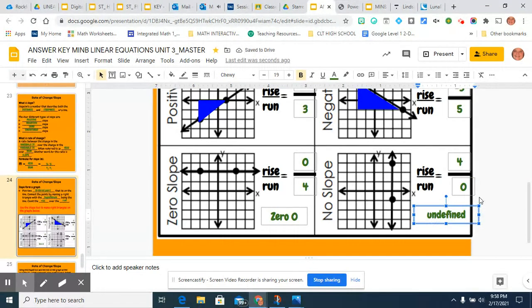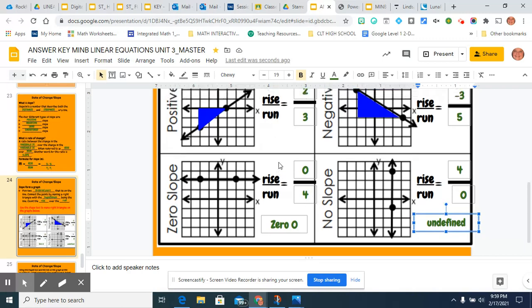Okay? Because when you think about it, if you're doing long division, how many times does 0 go into 4 would be 0. You would never get rid of the inside part of your long division. Whereas how many times does 4 go into 0? 0. 0 times 4 is 0, and you've still eliminated it. So those are the 4 different types of slope.